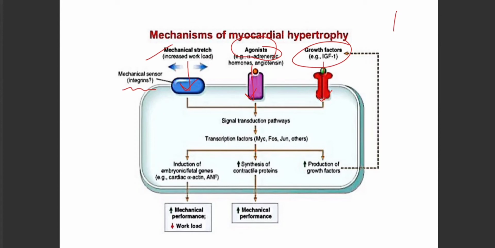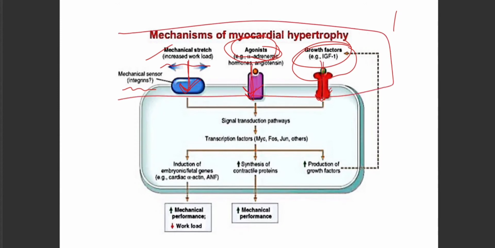Mechanical stress, like increased workload, activates mechanical sensors, or hypertrophic agonists like nitric oxide, angiotensin and adrenergic hormones activate the agonist receptors, or growth factors like TGF beta or IGF-1 activate the growth receptors. Once this step is done, there will be activation of the signal transduction pathway. After that, there will be activation of transcription factors. Very important steps to be noted. There will be activation of transcription factors like GATA4, NFAT, MYC, FOS, JUN, etc.